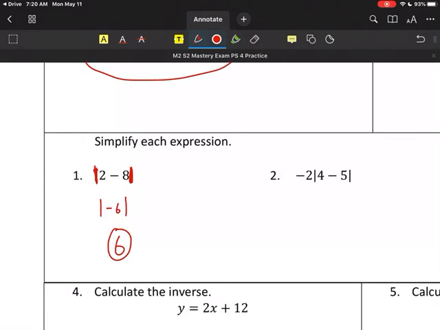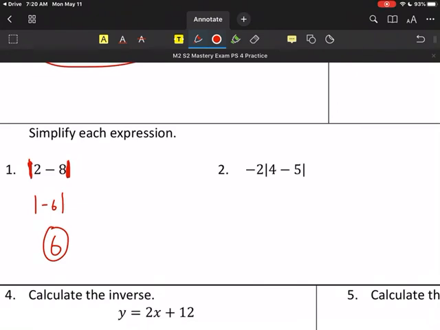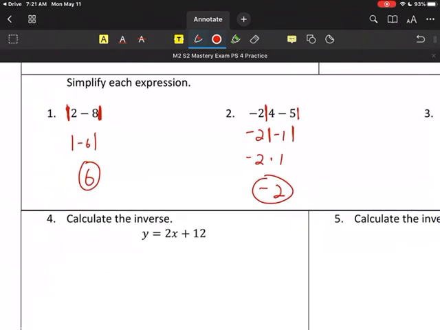For number 2, I'm going to do this one for you as well. Take care of the absolute value bars first. So this negative 2 comes down. It's being multiplied by whatever is inside the absolute value bars. So we can't distribute yet. We have to get rid of the bars. So 4 minus 5 is negative 1. Now we have one number in the absolute value bars. It makes it positive. So times 1, and you get negative 2. All right? You can do number 3.